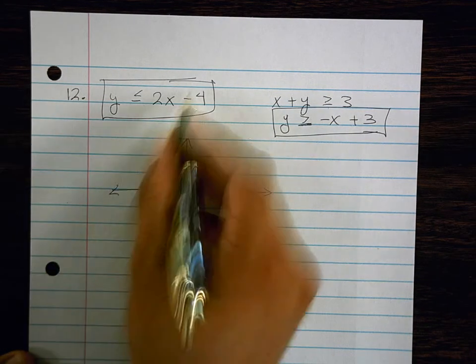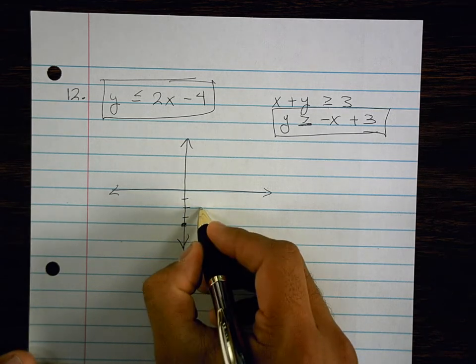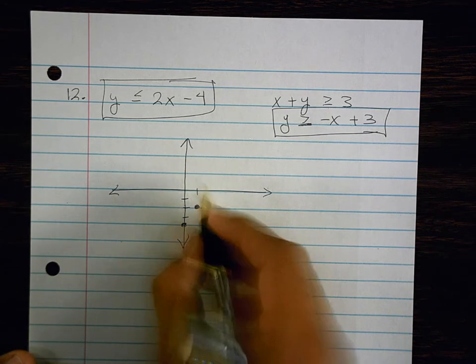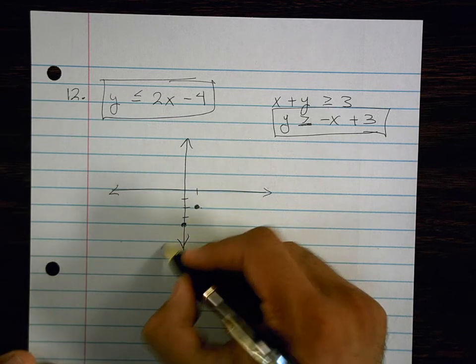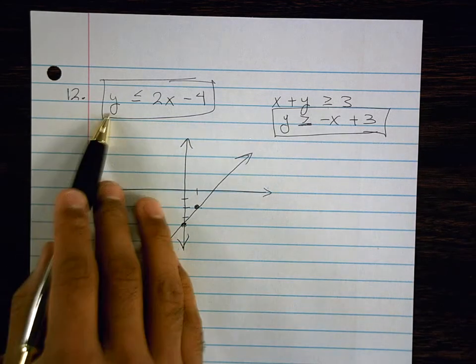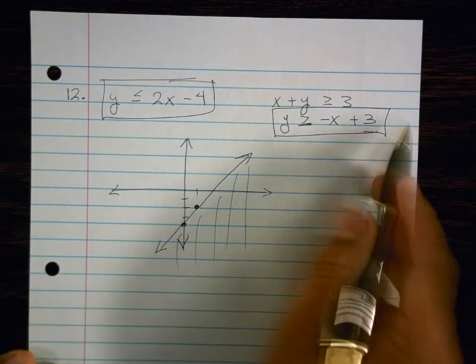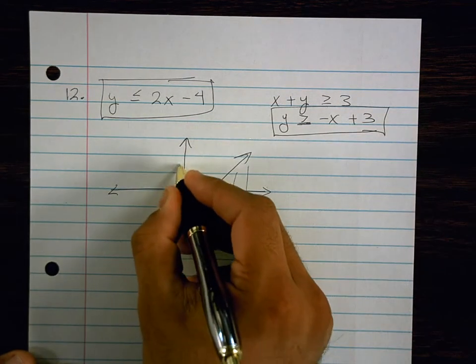Okay, so graphing this, we're going to get 1, 2, 3, 4, up to over 1. It's right there, and this is a solid line also. Okay, and I'm going to shade below this one because the y's are less than, so I would shade down here.